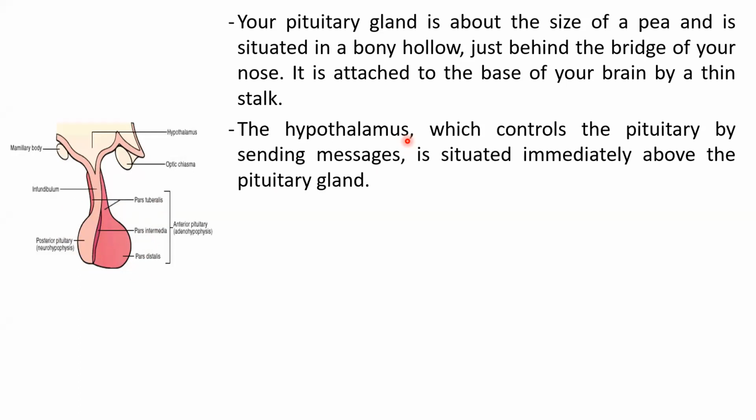Then the hypothalamus, which controls the pituitary by sending messages, is situated immediately above the pituitary gland. In this region, you can see the hypothalamus, and this is the pituitary gland. It controls the activity of the pituitary gland. This hypothalamus region controls the activity of the pituitary gland by sending messages to this particular gland.